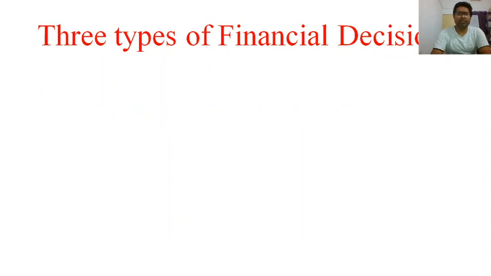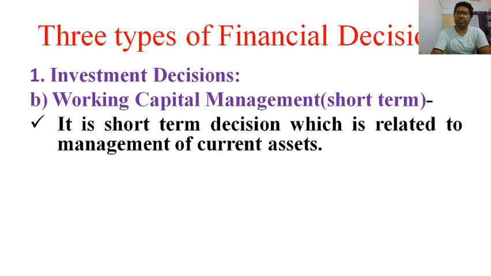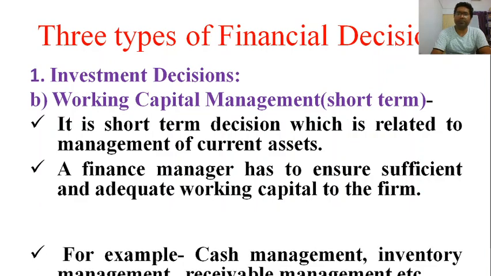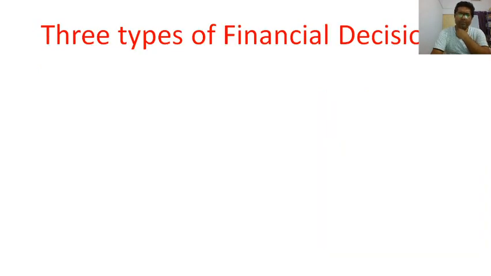Now come to the next point. The second point under investment decision is working capital management. It is a short-term decision which is related to management of current assets. There are two types of working capital: gross working capital and net working capital. Gross working capital refers to current assets, but net working capital is the difference between current assets and current liabilities. A finance manager has to ensure sufficient and adequate working capital for the firm. For example, cash management, inventory management, receivable management, etc. Now, come to the next point.